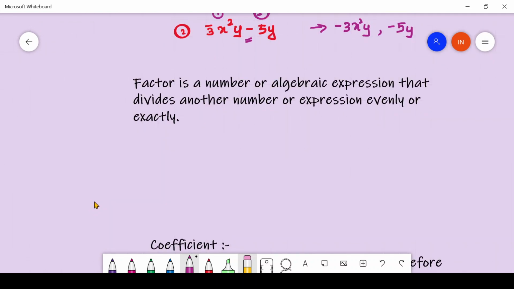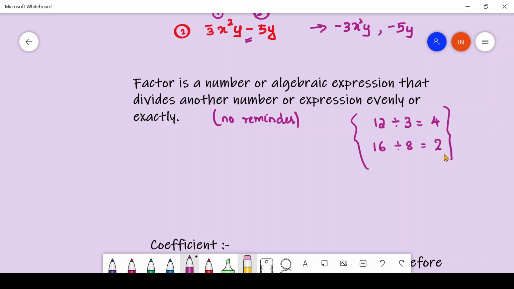A factor is a number or algebraic expression that divides another number or expression evenly or exactly. That means there will not be any remainder. Okay, you have learned about numbers, right? So I will give an example with the number first. 12 divided by 3 you will get 4. 16 divided by 8 you will get 2. There is no remainder for this, right? Same like that we have factors also. So let us see an example.